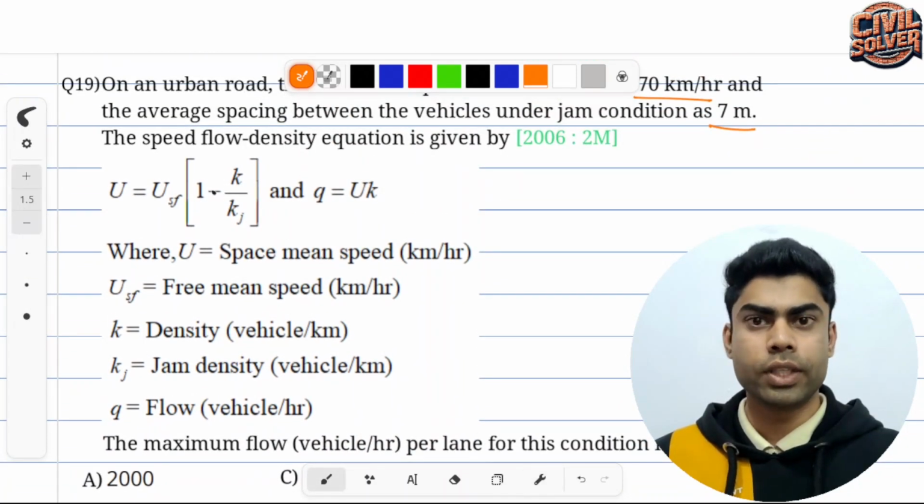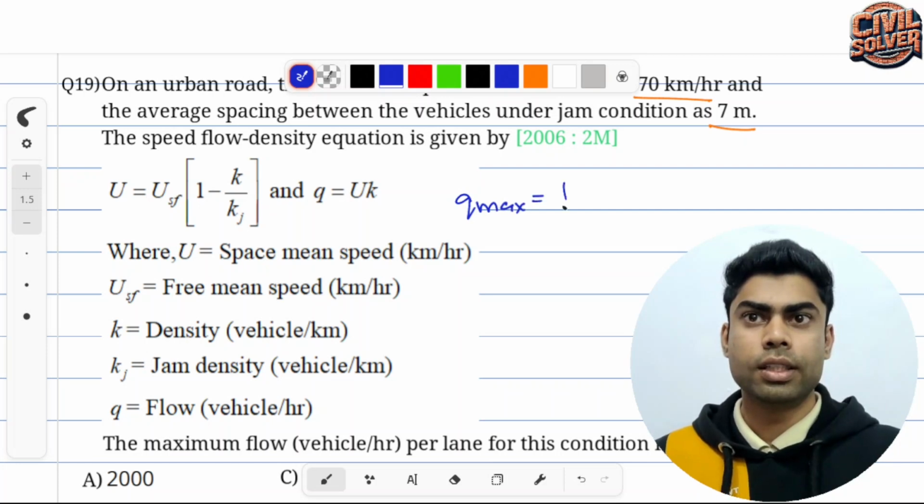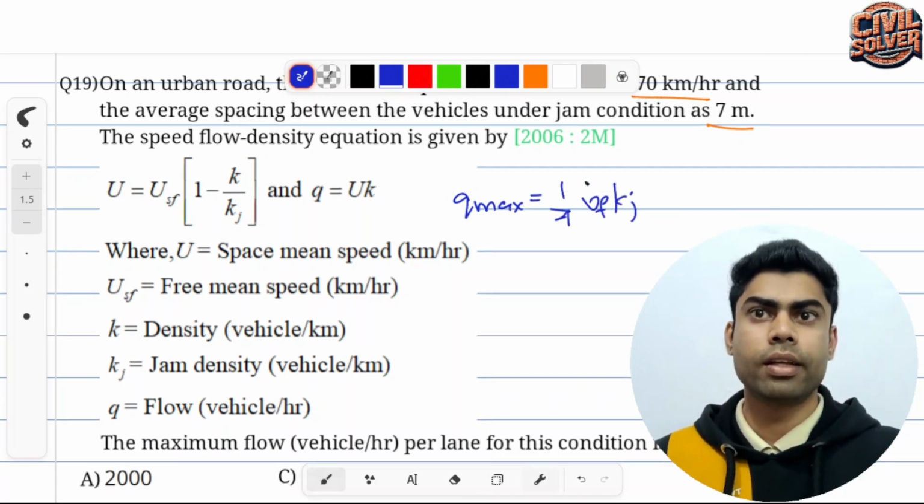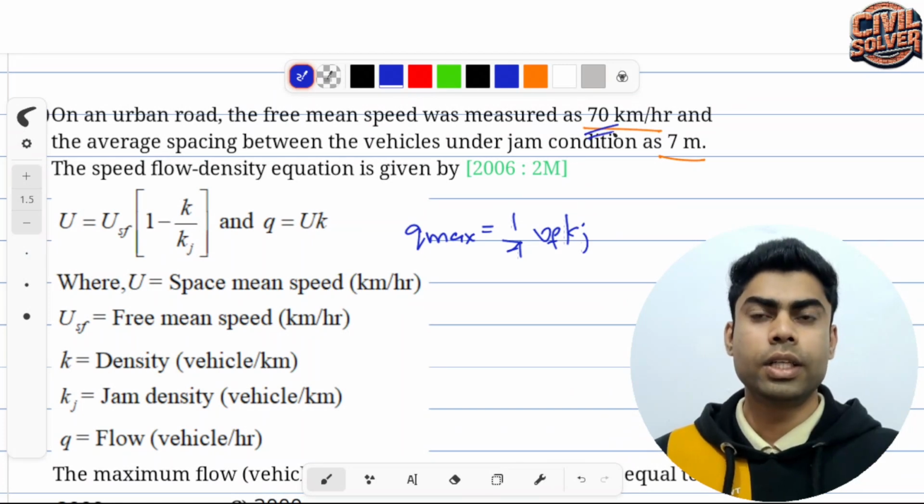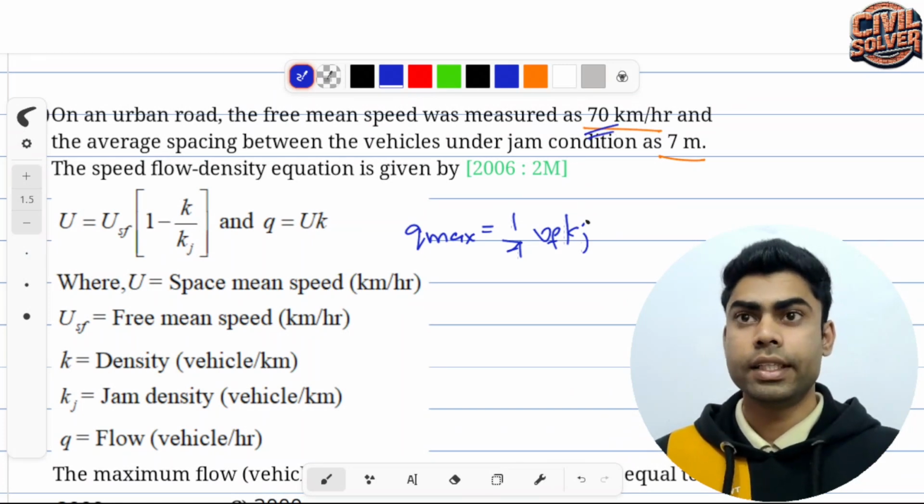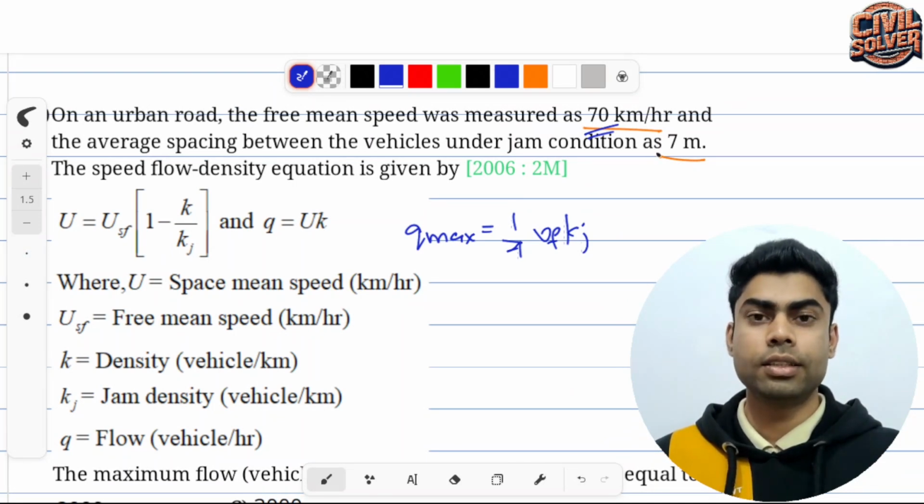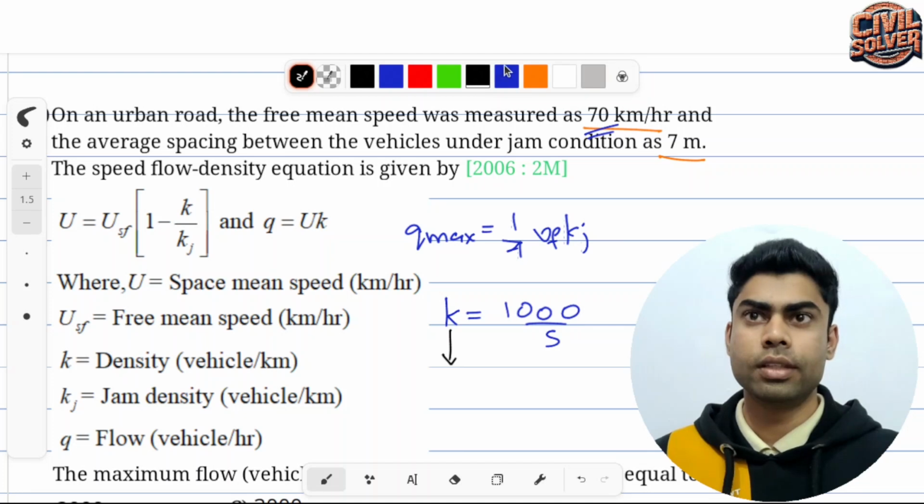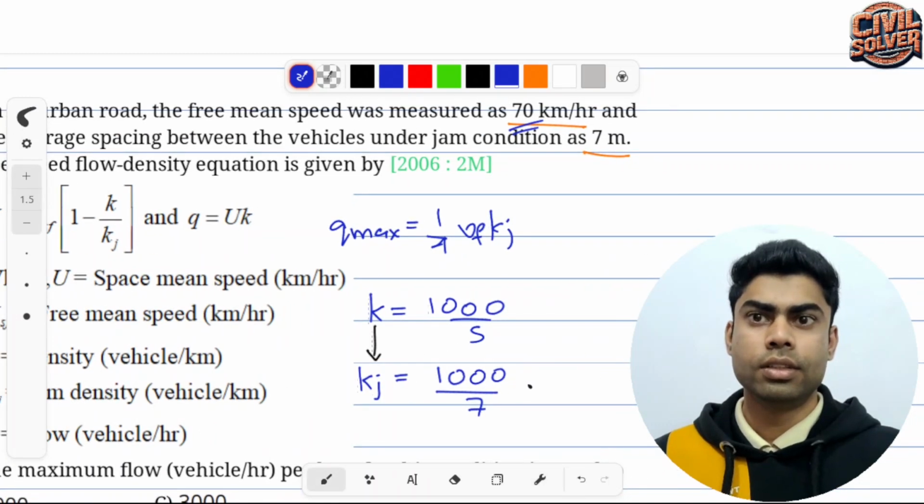Again, by looking at this equation, we can directly conclude that it's a question of Greenshield's model. And for Greenshield's model, the maximum flow Q max is nothing but 1/4 VF kj. VF is given as 70, but kj is not given. But to find kj, they gave us the spacing, that is the space had by under jam condition, as 7 meters. So I will use the relation k is equal to 1000 upon s. So at jam condition, it will be kj equals 1000 upon s. S is 7 vehicle per kilometer. Now put this value in the formula of Q max.